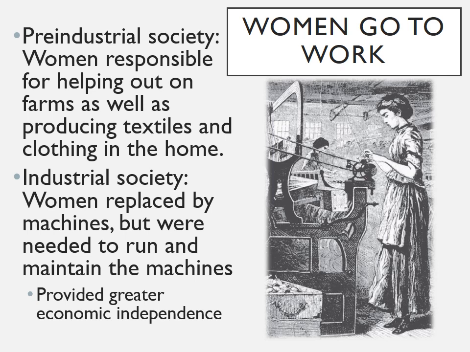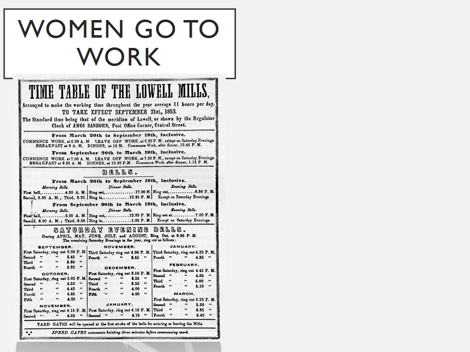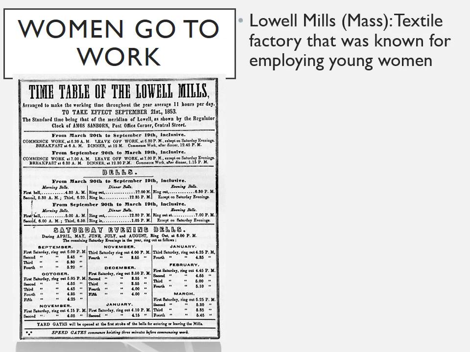However, there were a growing number of women who did actually live on their own and had their own income and got to choose what to do with it. And a great example of this were the women that worked in the Lowell Mills. This was in Massachusetts, and this was kind of like the iconic textile factory of the era. And they were known for employing young women.